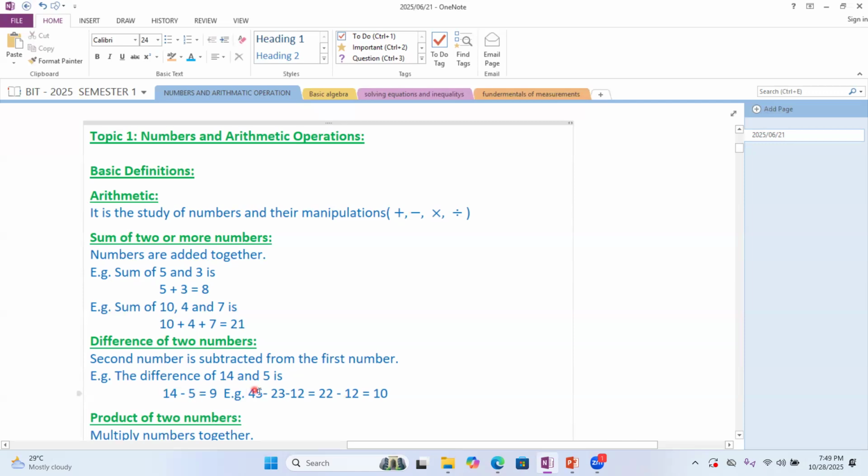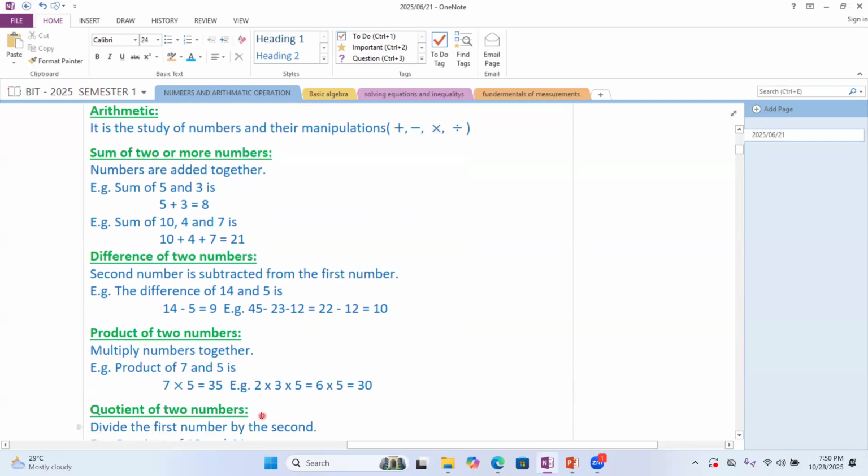And for more than two numbers, for example 45 minus 23 minus 12, we first take the first two numbers from left to right. 23 subtracted from 45, then we get the result 22. Again 12 is subtracted from 22. Then we get the result 10.